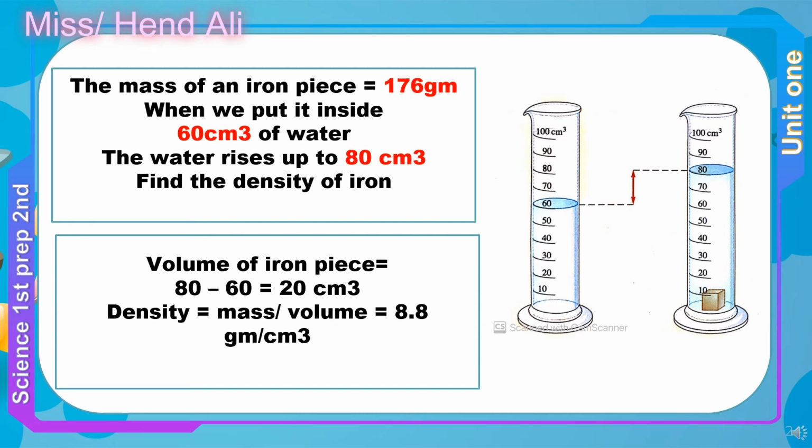Okay, we have the mass of the iron, now the volume of the iron piece. The volume of the iron piece equals 80 minus 60 equals 20 cubic centimeter. So we have the volume and the mass of the iron piece. Now the density equals the mass over volume equals 8.8 grams per cubic centimeter.